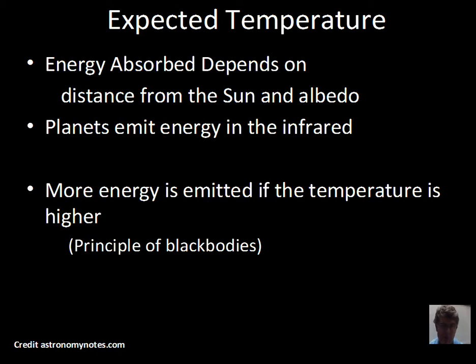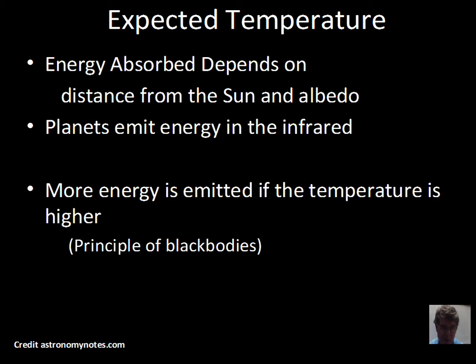More energy is emitted if the temperature is higher. If you remember the study of black bodies and the continuous radiation there, as the temperature goes up, we have more energy emitted at every wavelength. So more energy goes out if the temperature is higher. So the planet establishes a balance. The amount of energy absorbed is equal to the amount of energy emitted at a certain temperature.